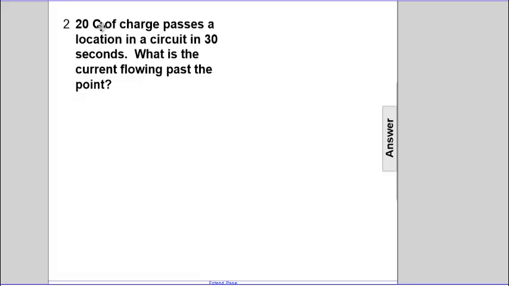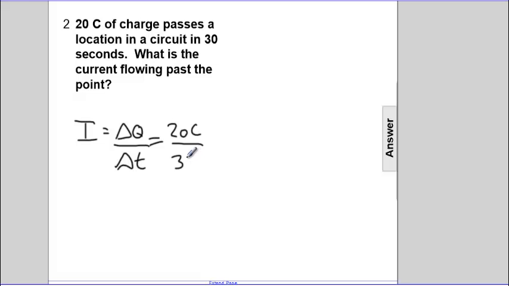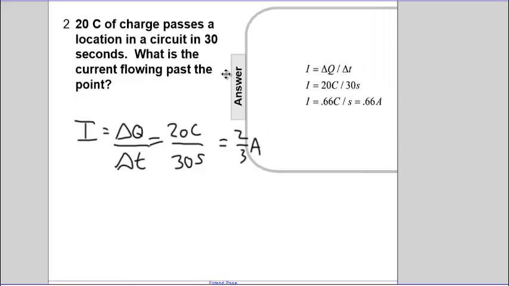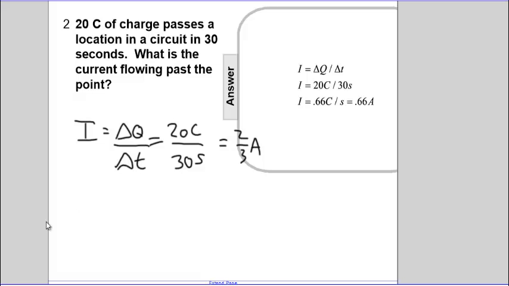Another example, again, they're going to give you how much charge goes by and how much time is elapsed. So we'll pull a pen up. Solving for the current. Current is I. That's change in charge per change in time. That's how it's defined on the slide, so I'll write it in this manner. So there are 20 coulombs of charge traveling past some wire or through some point in the wire in 30 seconds. And we end up with 2/3 of an amp. 0.66 amps, which are 2/3.